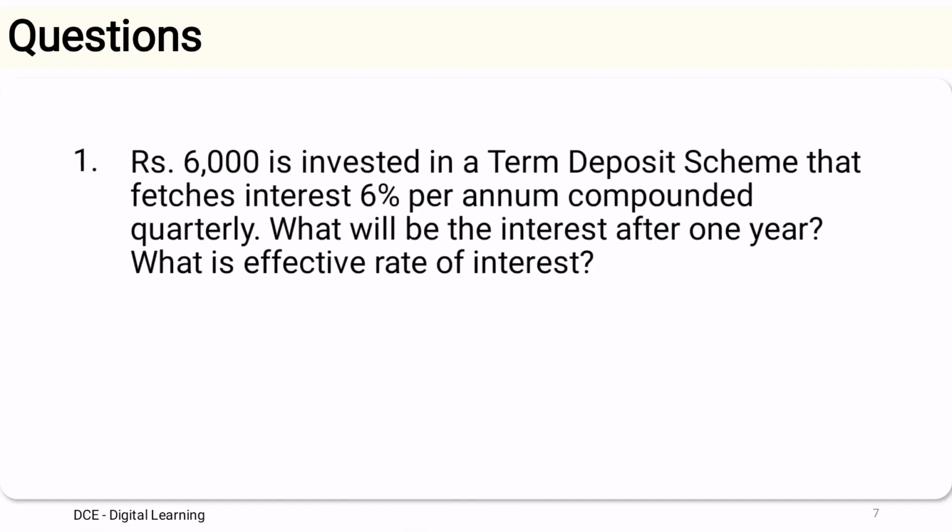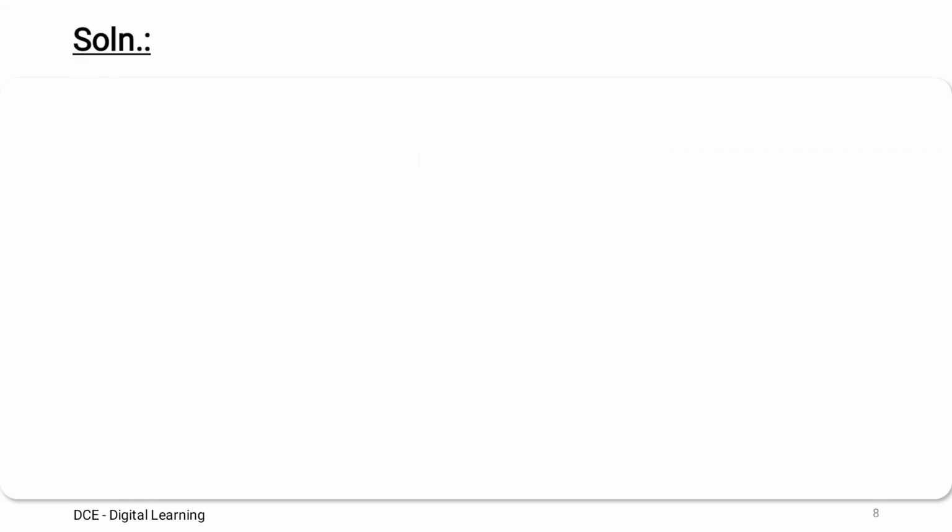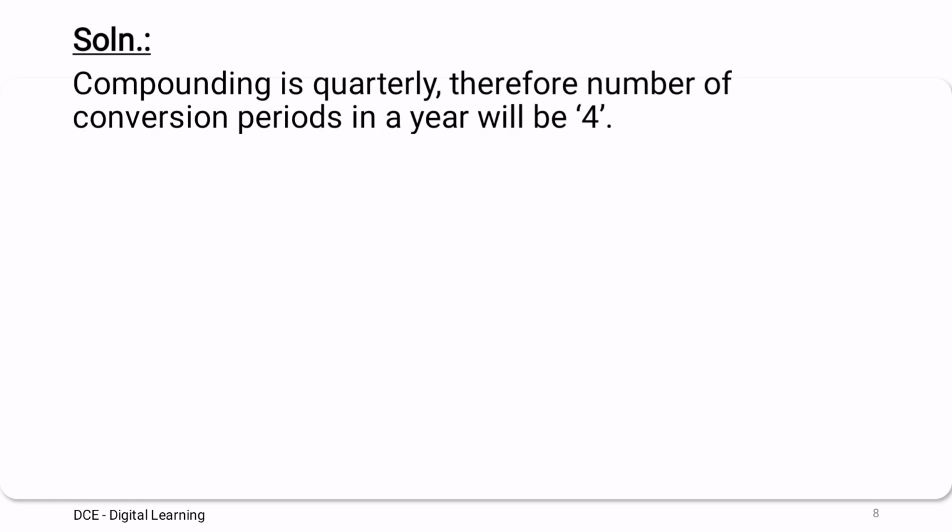Let us understand the effective rate of interest with an example. Rupees 6,000 is invested in a term deposit scheme that fetches interest at 6% per annum, compounded quarterly. What will be the interest after 1 year? What is the effective rate of interest? Here they have said the compounding is done quarterly. Therefore, the number of conversion periods in a year will be 4.